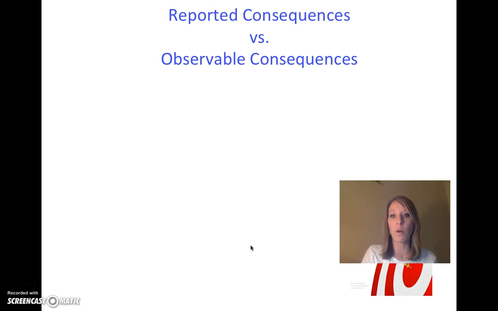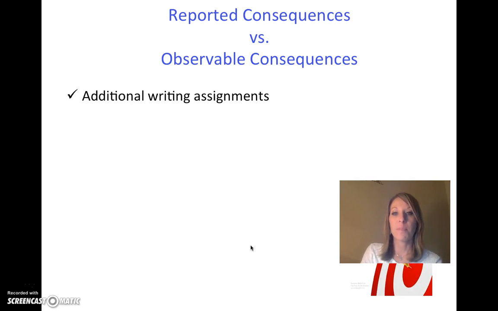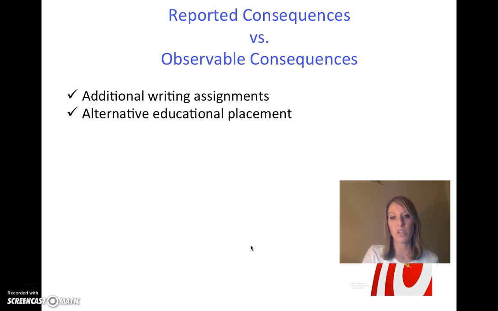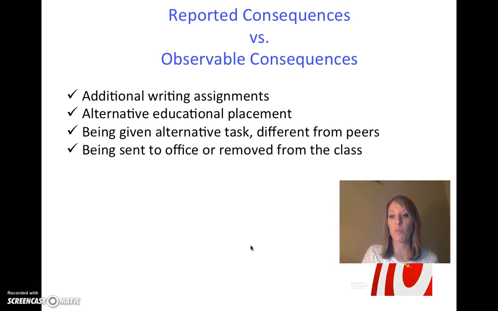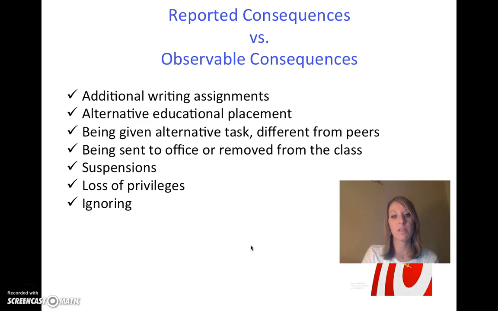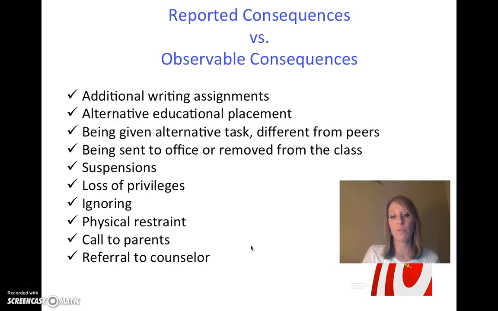Okay, so moving on. We also want to look at reported consequences versus observable consequences. And I'm going to talk a lot more about the ABC analysis, ABC recording in a little bit. But for now, let's talk about reported consequences versus observable consequences. Sometimes we have things added to situations like additional writing assignments, alternative educational placement, being given alternative tasks different from their peers, being sent to the office or removed from the class, suspensions, loss of privileges, ignoring, physical restraint, call to parents, referral to counselor.